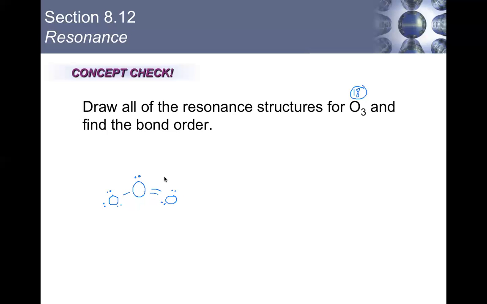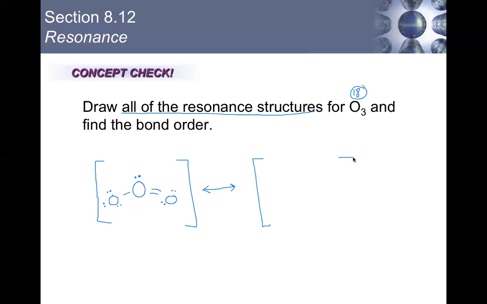So are we done? No. Why? We have to draw all the possibilities of what it can be. So how many resonance structures do you think there are for this one? We can do another one. So there are a total of 2. Good. So we're going to put this in brackets, and I'm going to put an arrow between them.